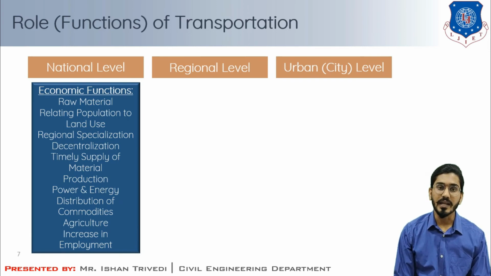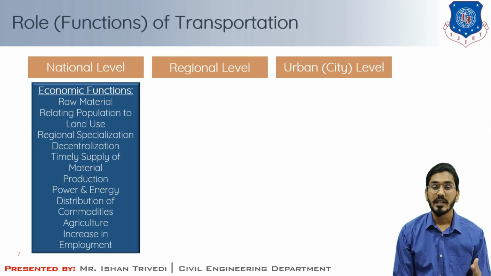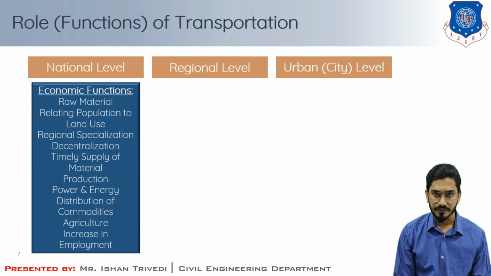Next is power and energy. For developing power and energy, we require coal, gas, fossil fuel, oil, which must be transported from long distances, or you can say we sometimes have to import those things in mass quantities. And these things will be done by transportation only. If we have efficient transportation, then we can increase the power generation.